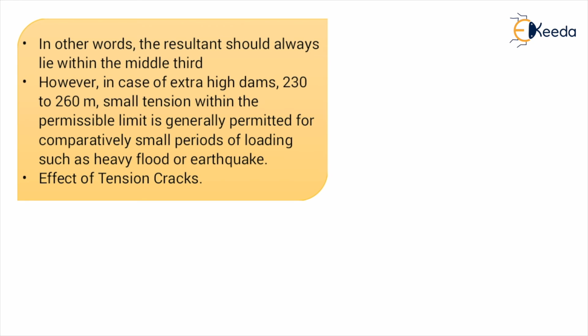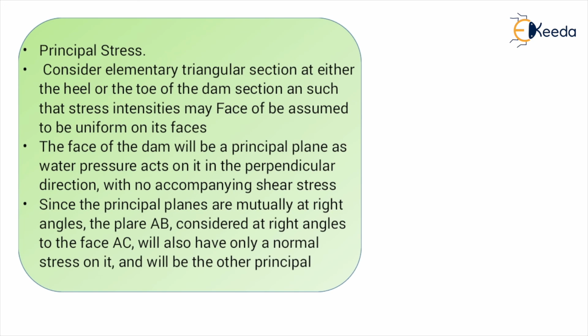In the case of extra high dams, that is 230 to 260 meters in height, small tension within the permissible limit is generally permitted for comparatively short periods of loading, such as a heavy flood or earthquake. In higher dams, generally some limit of tension will be permitted, only because of heavy flood and earthquake. So this is how tension occurs on the gravity dam.